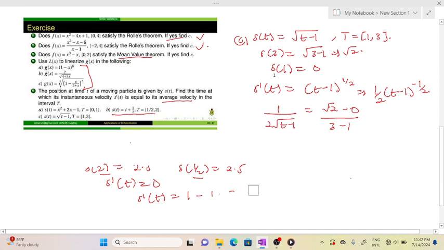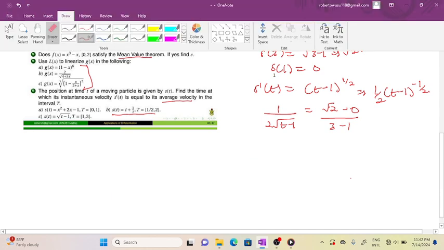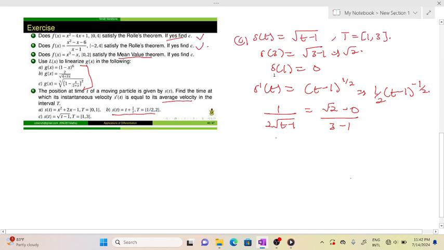So let's see. Here I'm going to get 1 over 2 root t minus 1 equal to square root of 2 over 2. So what do I do? I want to find t, the time. So I'll simply cross multiply. I'm going to have 2 equal to 2 root t minus 1 multiplying root 2.